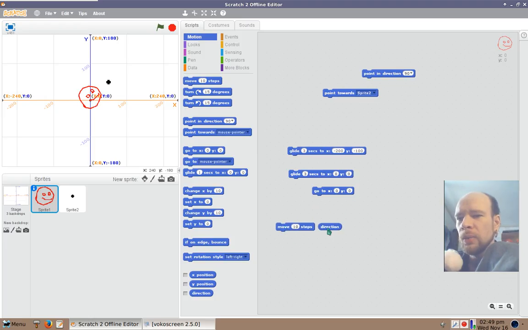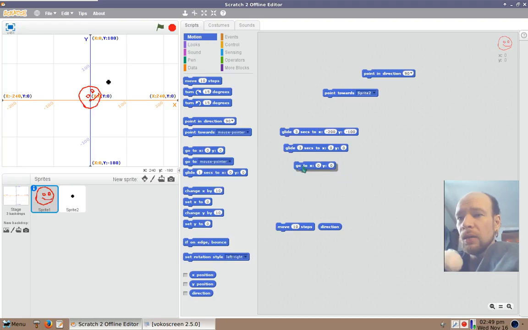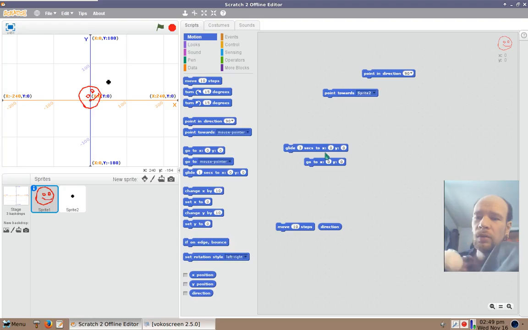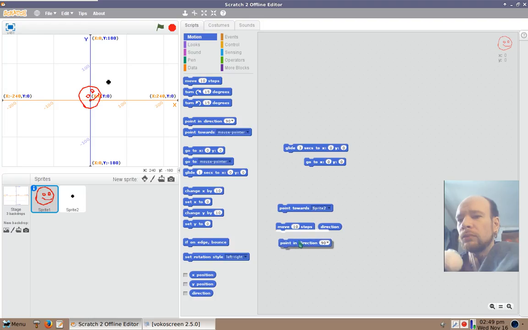This is always tied to this. These are basically independent of that. It doesn't matter when you use the glide command. It just sort of goes there without paying attention to the direction. So yeah, those.